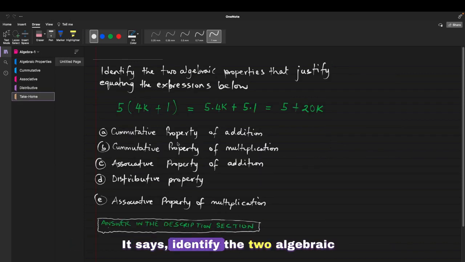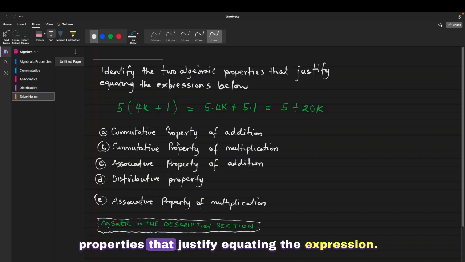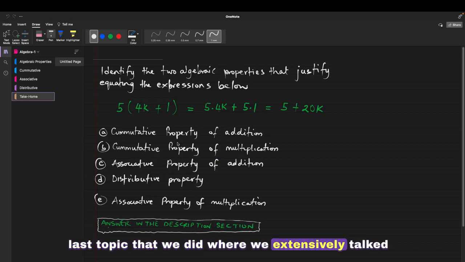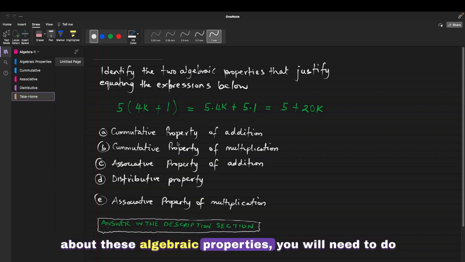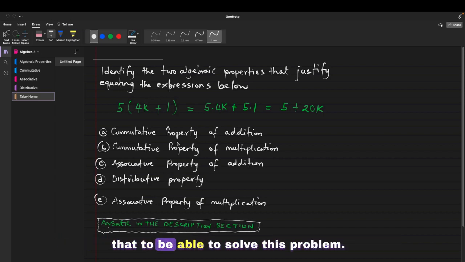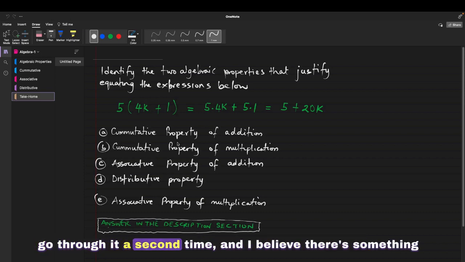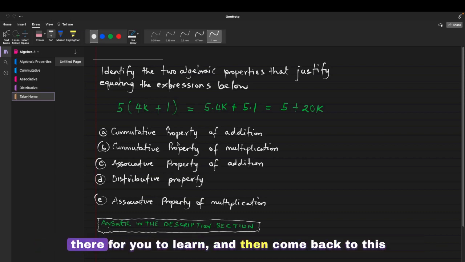Now I have a take-home assignment for you guys. It says identify the two algebraic properties that justify equating the expression. If you have not listened to or reviewed the last topic that we did where we extensively talked about these algebraic properties, you will need to do that to be able to solve this problem. So take a look at it and go through it if it's required, or if you feel like you need to go through it a second time. And I believe there's something there for you to learn.